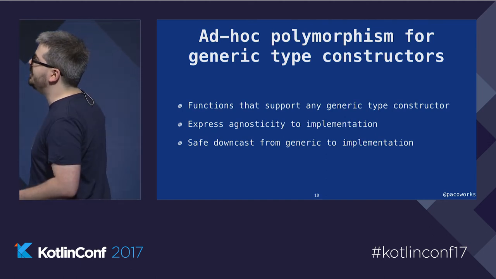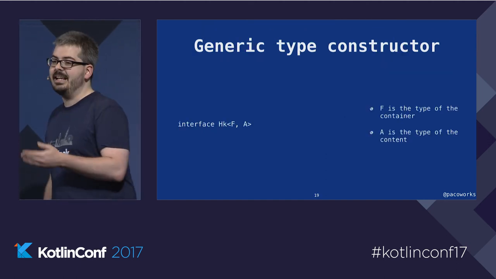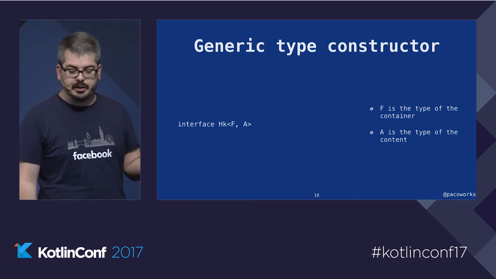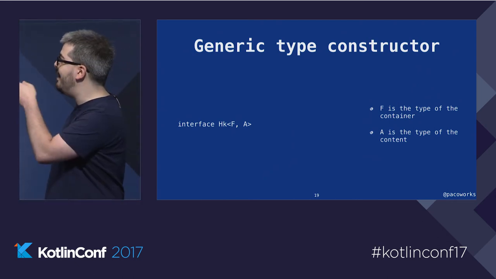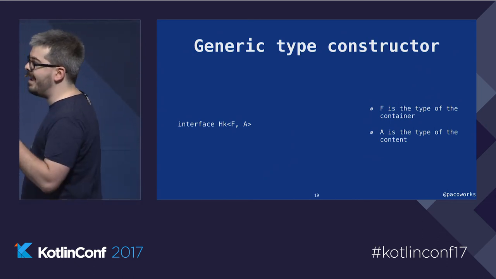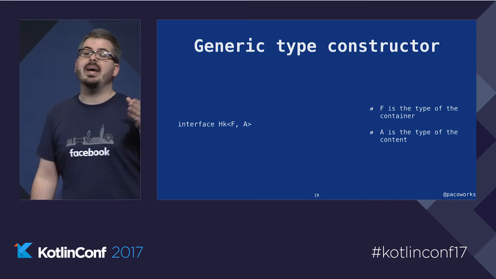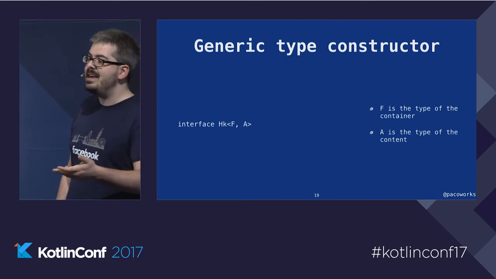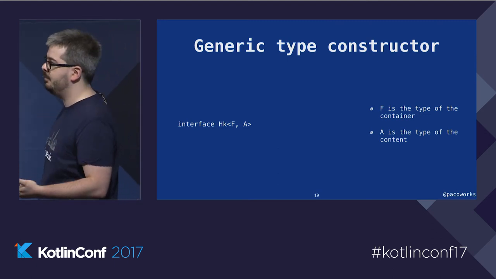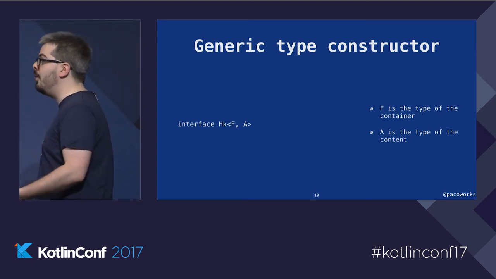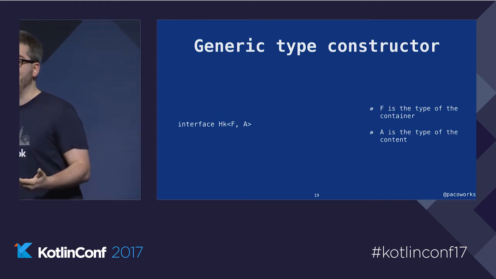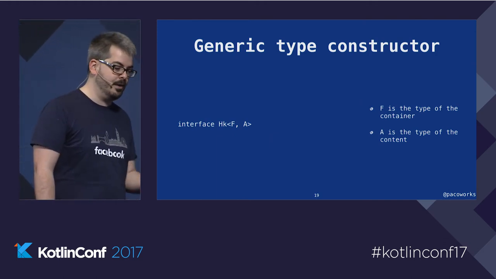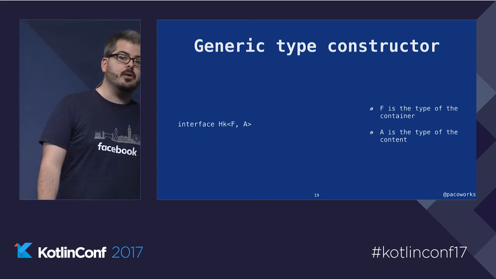So we're going to define a generic type constructor as an interface. Simple interface. It has two parameters. It has F, and it has A. F is the type of the container, or the type of the collection. A is the type of the content. So what we're going to do now, in the next slide, I'm going to be replacing the value of F with something that is concrete, with a concrete container.